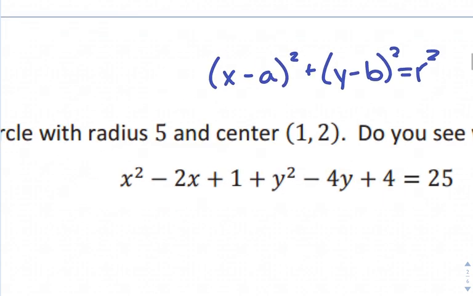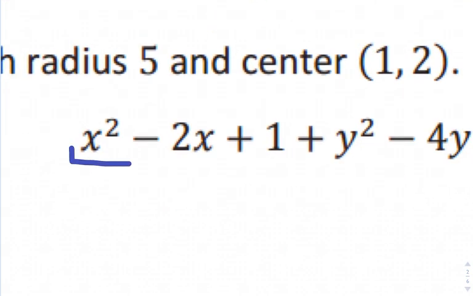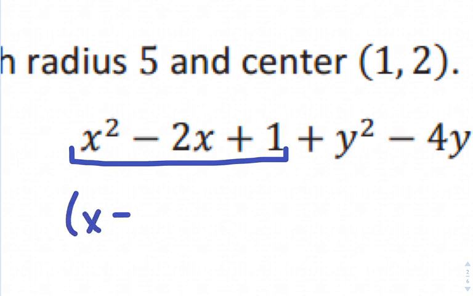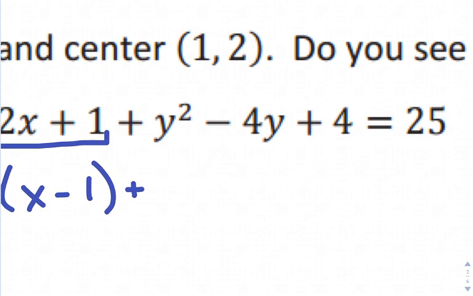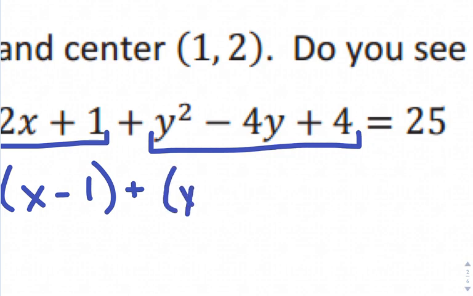So I'm going to try to factor. Let's start off with this part right here: x squared minus 2x plus 1. What are two numbers that multiply to 1 but add up to negative 2? That would be x minus 1 times x minus 1. So all I did was factor that part. Let's look at the y terms now: y squared minus 4y plus 4. Two numbers that multiply to positive 4 but add up to negative 4 are negative 2 and negative 2.